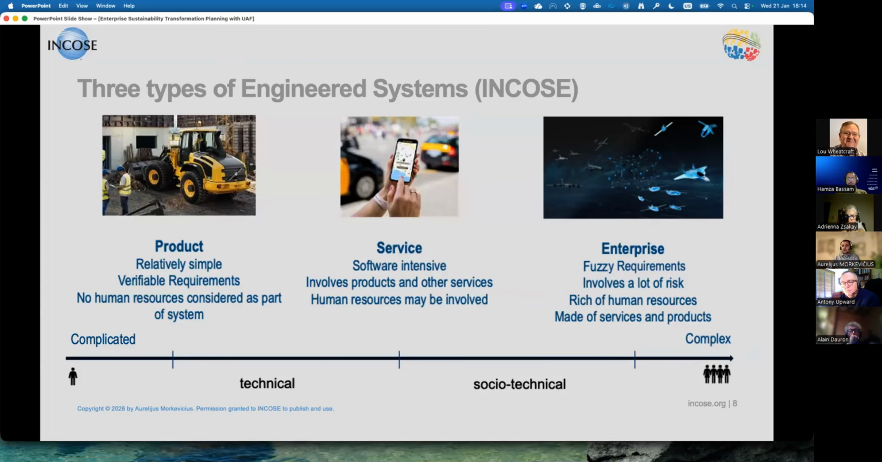And then we go really from the complicated when we are on the product side to the complex, which is on the enterprise side, and going from technical towards socio-technical, which involves fuzzy requirements, a lot of risk, richness of human resources, and also the composition of services and products and how they interact with each other.